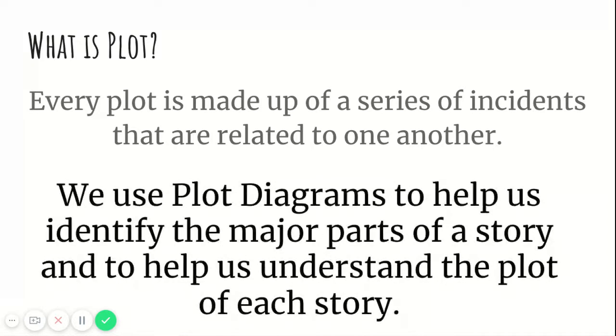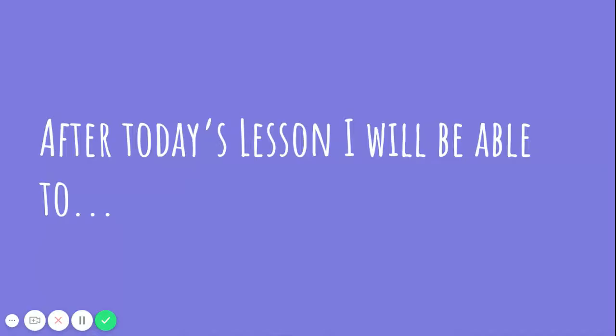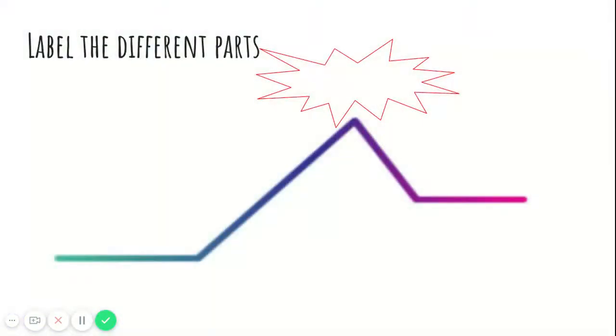We are going to use plot diagrams to help us identify those major parts and to help us understand the plot of each story. Plot diagrams are also a great way for us to summarize what happens in a story quickly. After today's lesson, you will be able to label each part of the plot diagram and explain what each part is. So let's go ahead and start with just the labels.